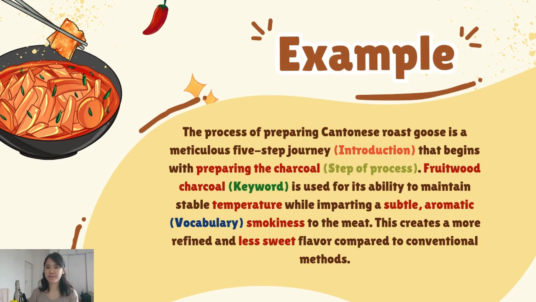This is a short example showing how to write the first part of the summary, starting with the introduction and the first step, preparing the charcoal. Notice how it uses number 1, the step which is preparing the charcoal, number 2, a keyword such as fruitwood charcoal, and number 3, some vocabulary including subtle, aromatic, and less sweet.